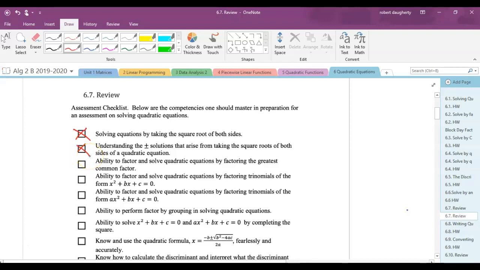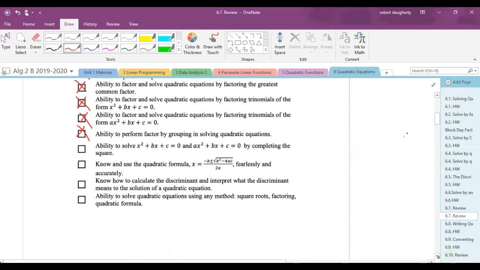From there, we moved into the ability to factor and solve quadratic equations. So if you can factor the quadratic, that's sometimes quicker and easier than doing the square roots. We factor two different kinds. The ones that look like x squared plus bx plus c, there's a 1 in front of the quadratic term. Ax squared plus bx plus c, there's a number other than 1 in front of the quadratic term. So be able to do factor by grouping. We did that in the course of solving the quadratics.